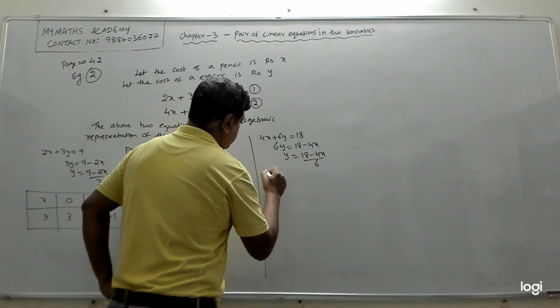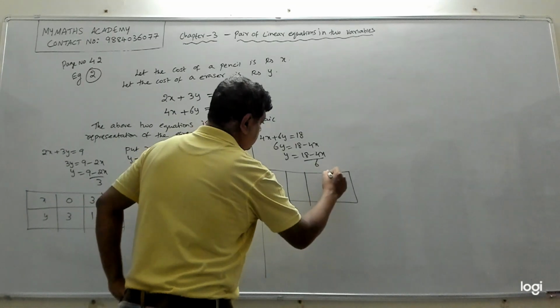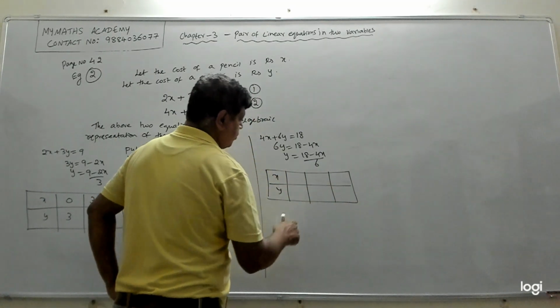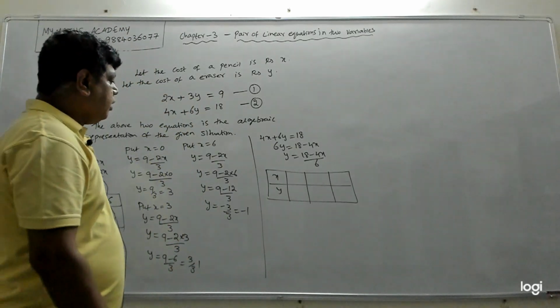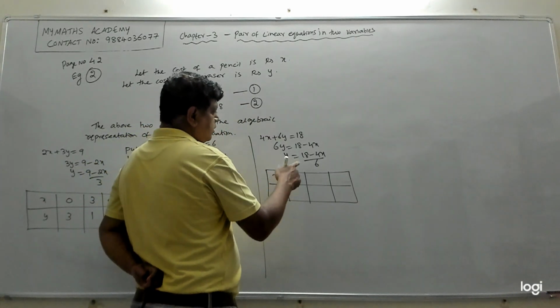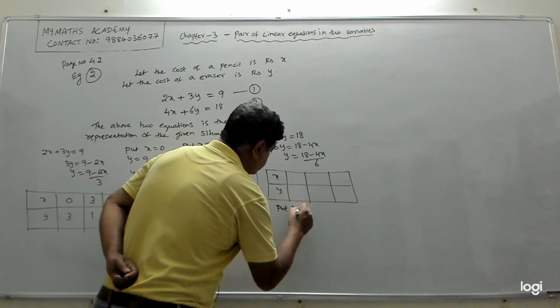We'll put the box here. Right? So x, y, fine, x and y. Now let's write this. So now let's put some value for x. So we'll put x is equal to 0 first. So let's put x is equal to 0.